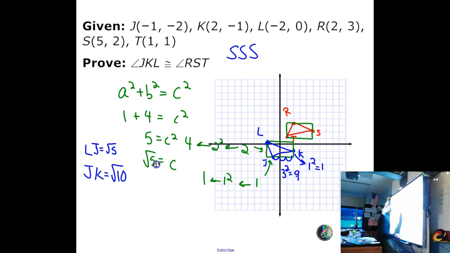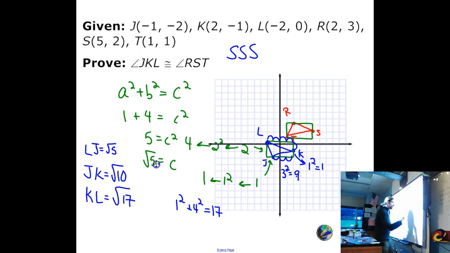So the last one here, from K to L, I'm trying to find LK or KL. Of course, it's going to be the square root of something. And again, I go up 1, and then 1 squared, of course, is 1. And then 1, 2, 3, 4. Did I do that right? Looks pretty good. 4 squared. So 1 squared is 1, plus 4 squared is 16. So this is equal to 17. So this is the square root of 17.